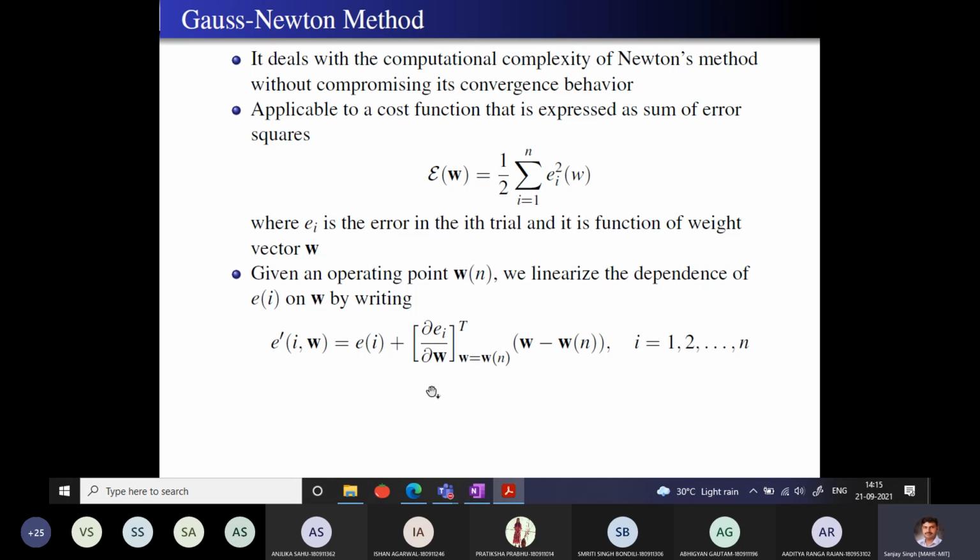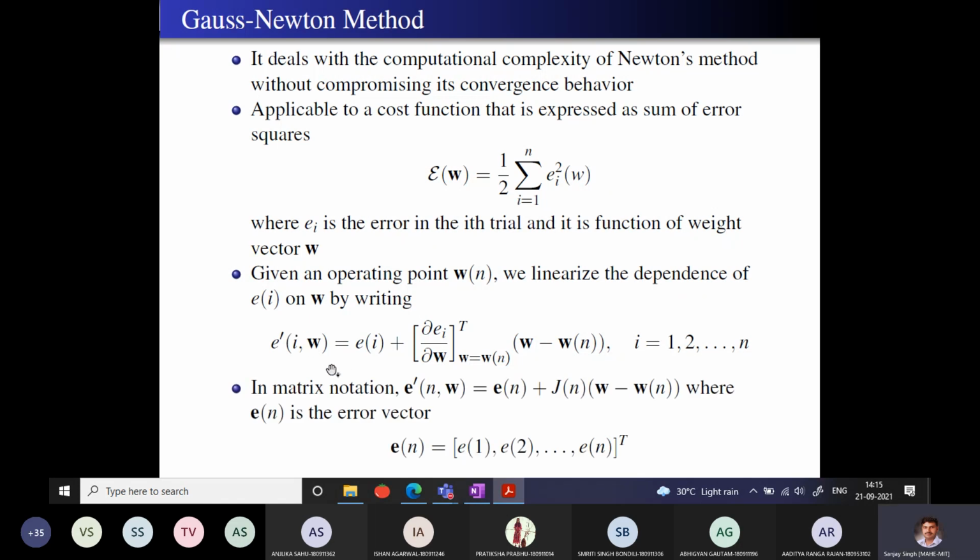So how does it help? That we'll see. I wanted to ensure that you really understand where it has come from, because Simon Haykin directly writes it. We have to ensure that we understand the idea and the concept behind it. Now in matrix notation, because it is not only for one particular value but for many, E prime is going to be a vector, plus J_n, where J is the Jacobian. The Jacobian is the gradient of a function with respect to a vector. This you might have done in your first year of mathematics.